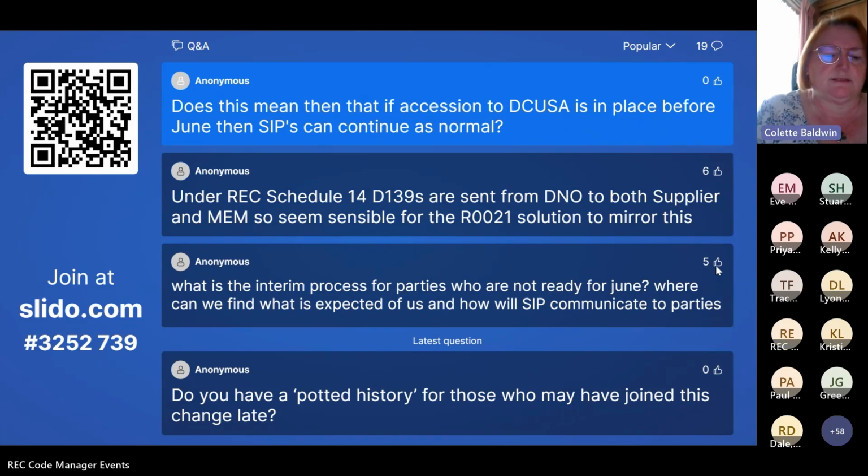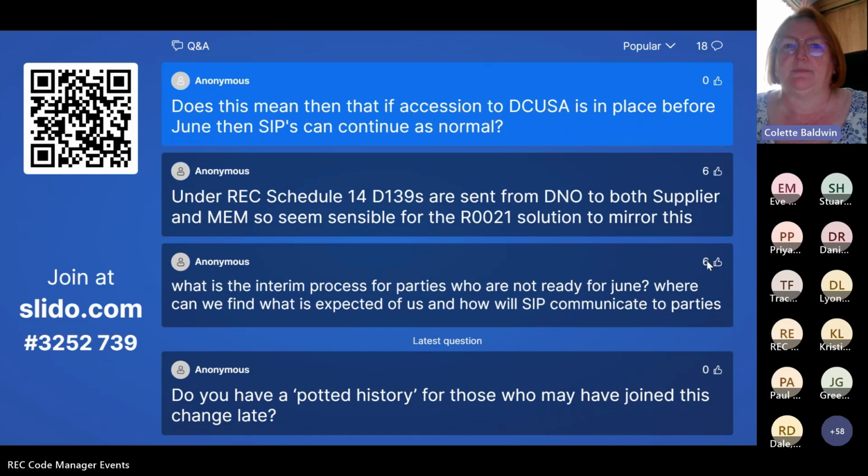SIPs can't start work until the end of June. 29th of June is the earliest date. Even though they start their accession process earlier than that, the permissions in DACUSA don't come into being until 29th of June. And under the REC, they don't, because there's a day difference in implementation. The REC implementation is the 30th of June.